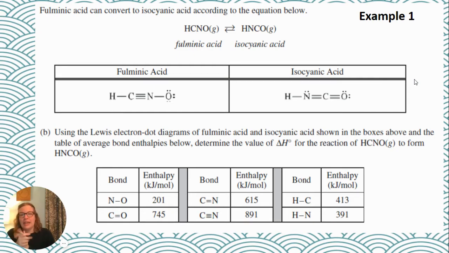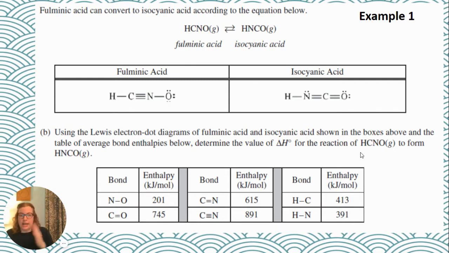So anyways, fulminic acid can convert to isocyanic acid according to the equation below. And they give you the equation here. They tell you what fulminic acid is. And understand that this was a big part of the question, so there were other parts to this as well. It says, using the Lewis structure diagrams of fulminic acid and isocyanic acid shown in the boxes above, and the table of average bond enthalpies below, determine the value of delta H for the reaction.